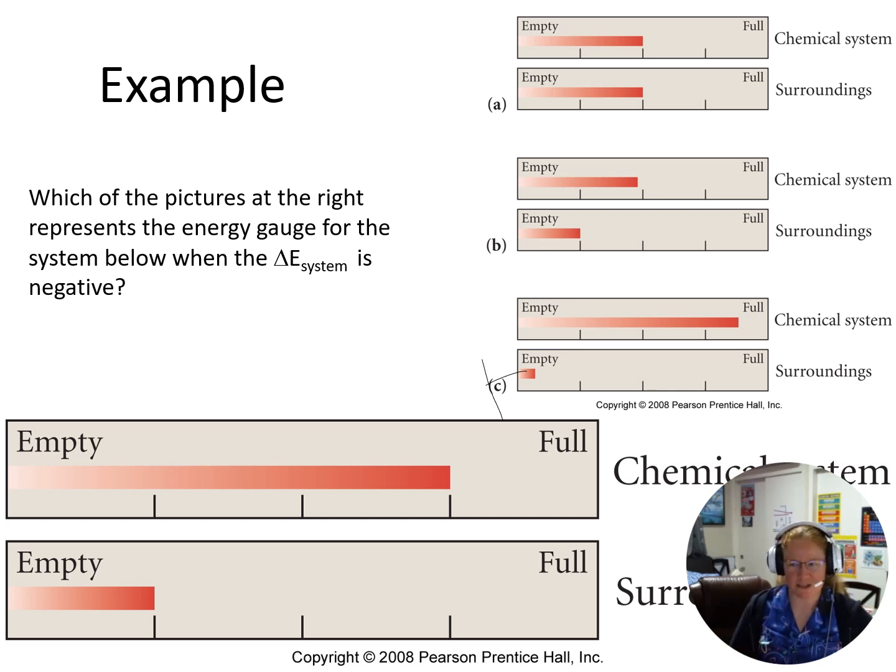Now, when energy moves around, what happens to one, the opposite has to happen to the other. So if my system gives off a certain amount of energy, my surroundings have to gain an equal amount of energy, which means that we're going to go with A, because the system goes down by 1 tick mark and the surroundings go up by 1 tick mark.